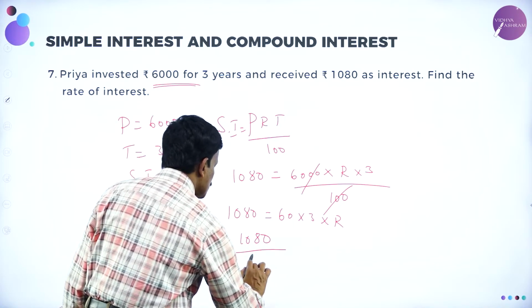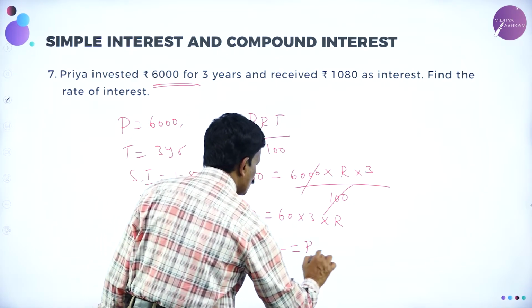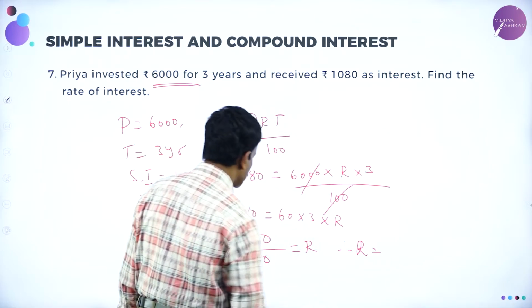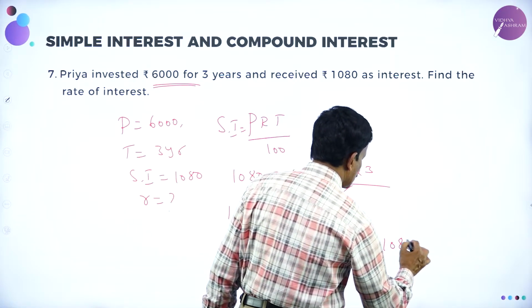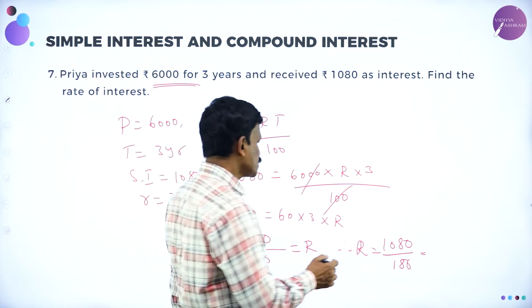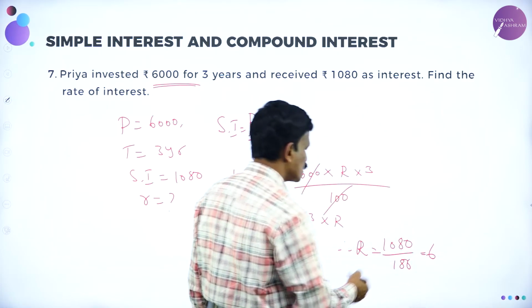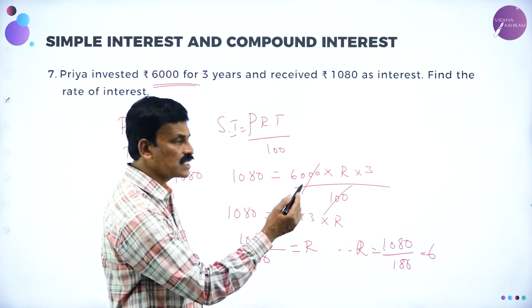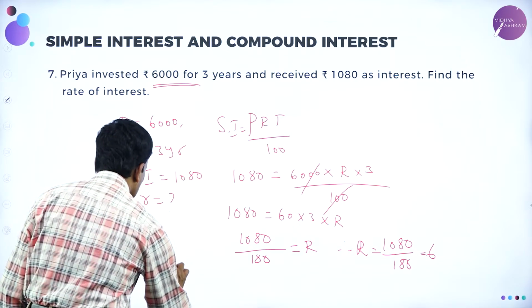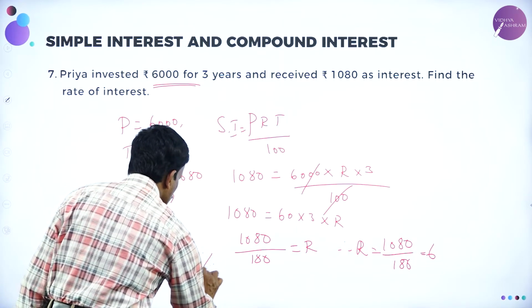1,080 divided by 6, 3 sixes are 18, 180 is equal to R. So therefore R is equal to 1,080 divided by 180. This is equal to 6. 0 gets cancelled, 18 sixes are 108. So therefore the rate of interest will be 6%.